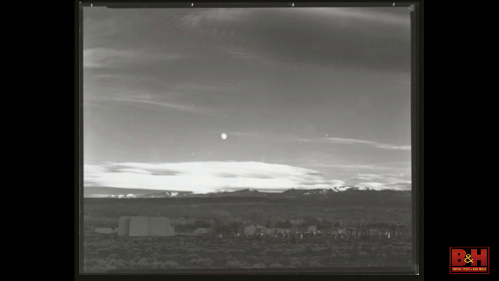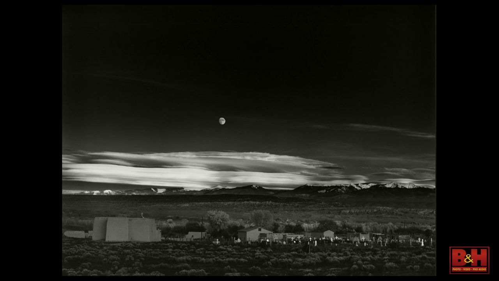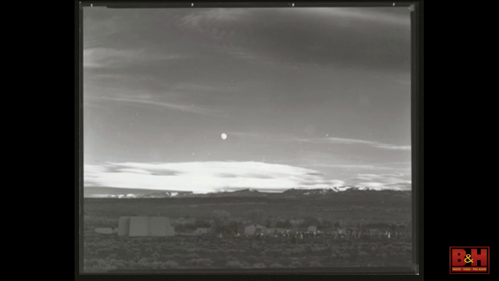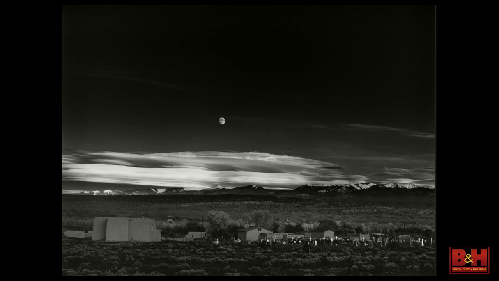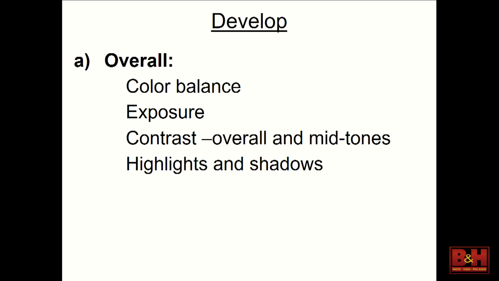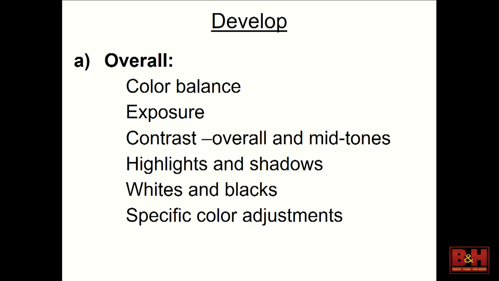So this is what the original negative looked like. And this is his most famous picture after he got done with it in the darkroom. So even Ansel Adams was doing a lot of, quote, manipulation to bring out the beauty and the wonderfulness of his pictures. So in the develop module, we can do the overall, which is things like color balance, exposure, contrast, highlights and shadows, whites and blacks, and we can even adjust individual colors if we'd like. Then I'll show you how you can work on a local area, but we always do the overall first.